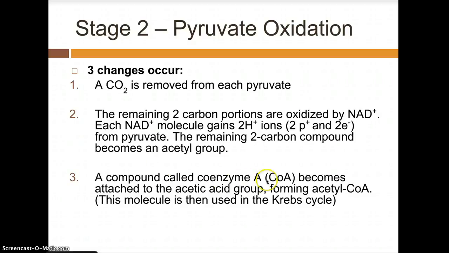A compound called coenzyme A, this is our enzyme that I was mentioning, becomes attached to the acetyl group, forming acetyl-CoA. So we combine this 2 carbon compound with coenzyme A, and together they become acetyl-CoA. This molecule is then transported to the Krebs cycle, where it gets broken down further. So this process of pyruvate oxidation is just a processing phase.